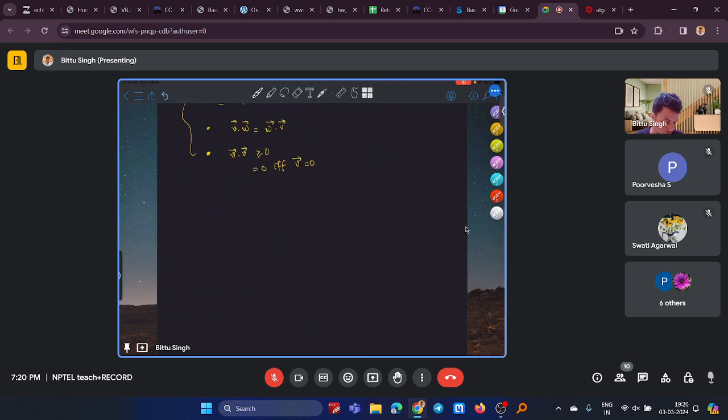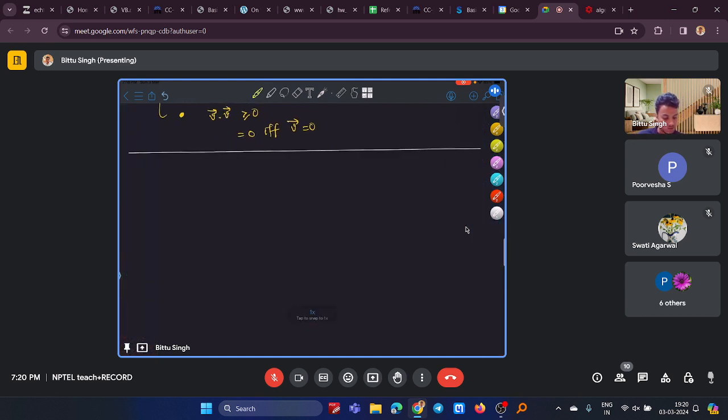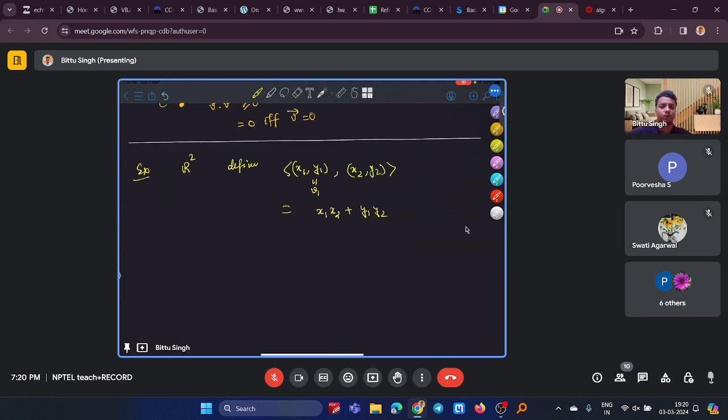Consider an example. The standard example will be like this. Consider R2. We can give an inner product structure. So define, suppose (x1, y1) is a vector from R2, denoted v1, and another vector is (x2, y2). Then what will be the dot product? The dot product will be component-wise multiplication: x1 times x2 plus y1 times y2. So it is the usual dot product. We are already familiar with this.